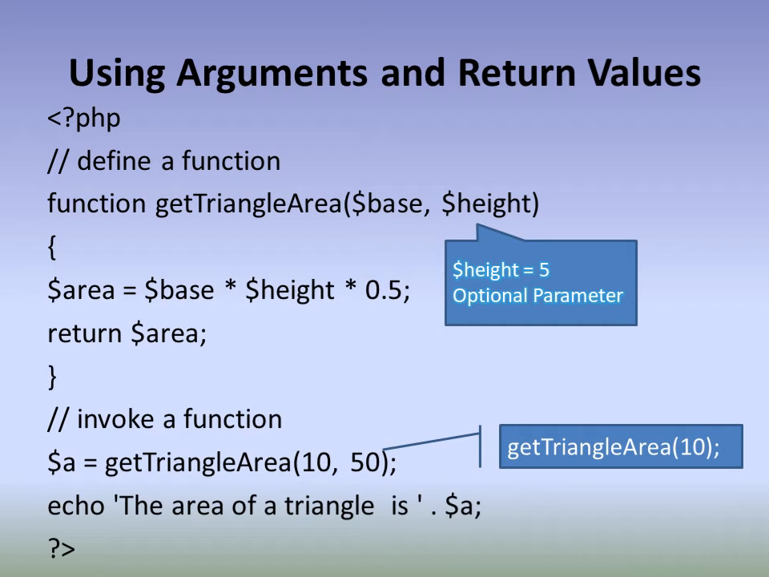While calling the function, we call the function by its name, getTriangleArea. Within parentheses we are giving 10. getTriangleArea actually has two arguments, but we have given only one. So the 10 will be copied to $base. After that there is no argument. In that case, $height will take the default value 5. So 10, 5 will be passed to the getTriangleArea function. The triangle area will be calculated as 10 into 5 into 0.5.